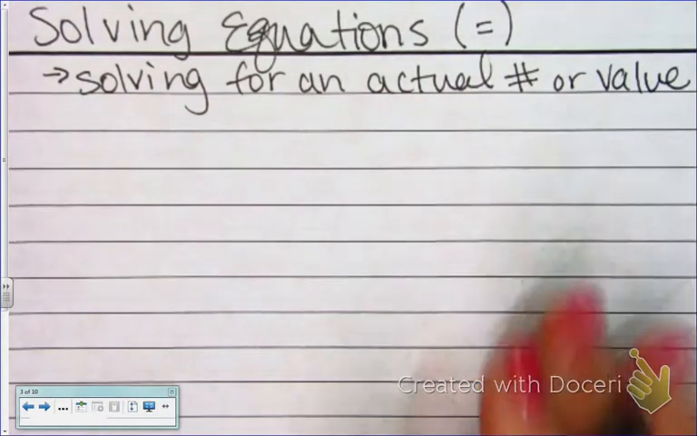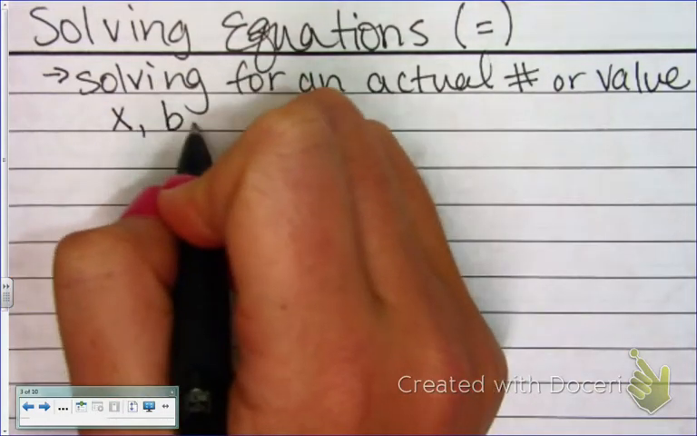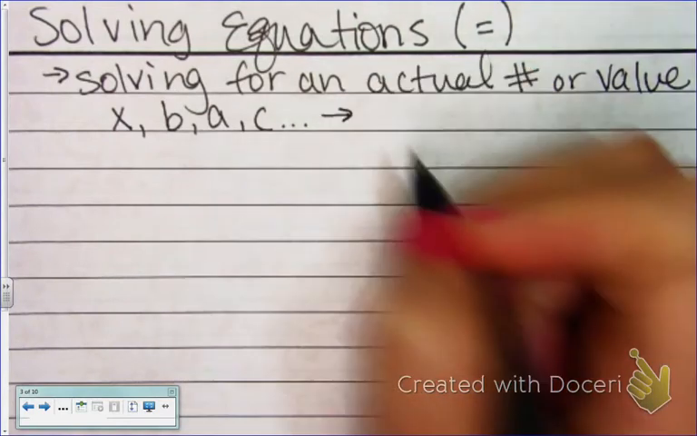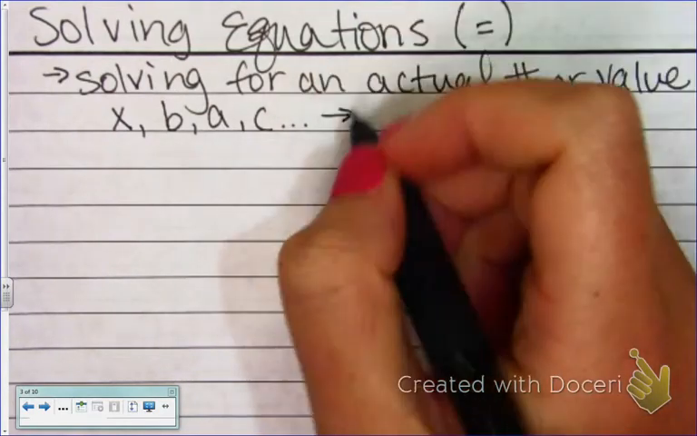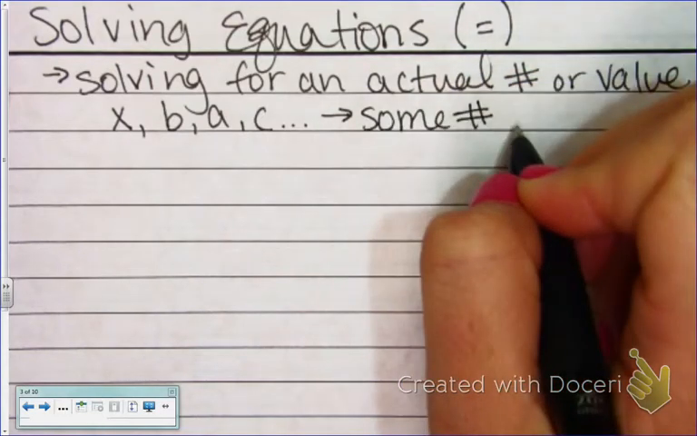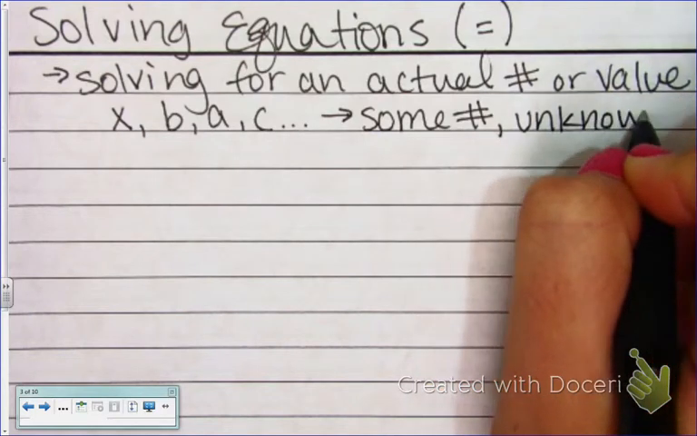Okay. Now, you're going to see terms that look like X's. They're going to have B's or A's or C's. Okay. All they are is just letters that represent some number. They are your unknowns. You do not know what that number is.